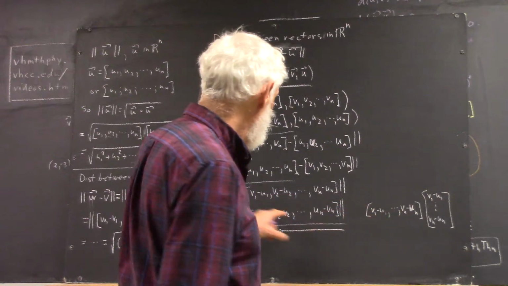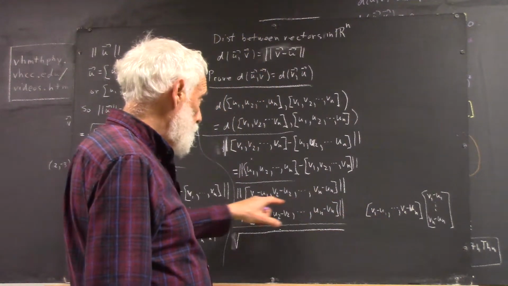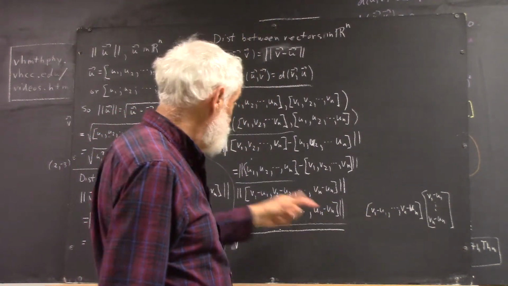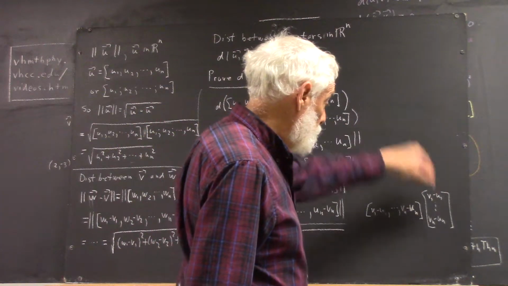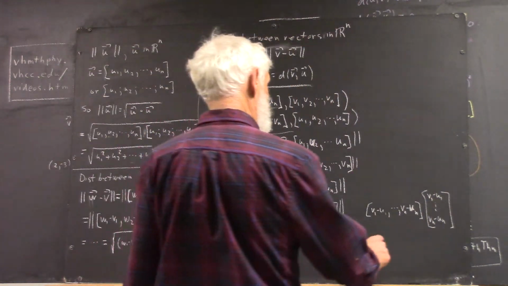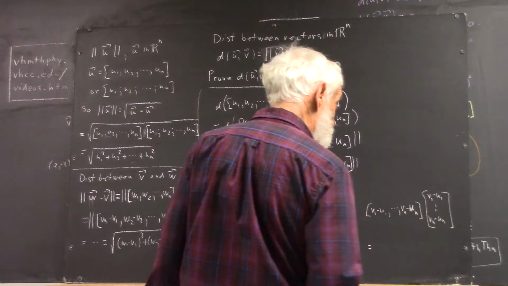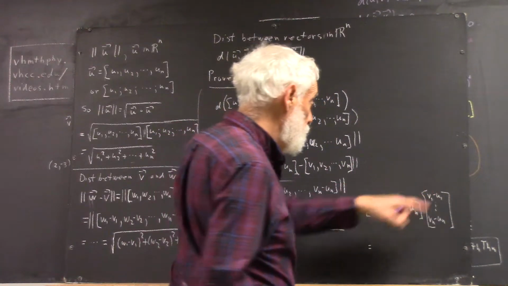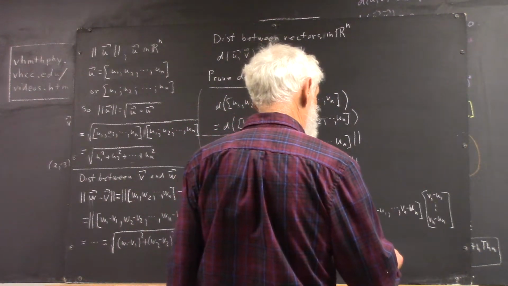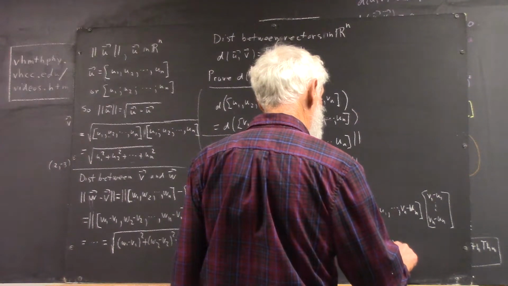That's what I mean by the magnitude of this, the dot product of this vector with itself: write it as a row, write it as a column, and then multiply it out. And when we multiply it out, well, we have V1 minus U1 times V1 minus U1. Well, that's V1 minus U1 squared.